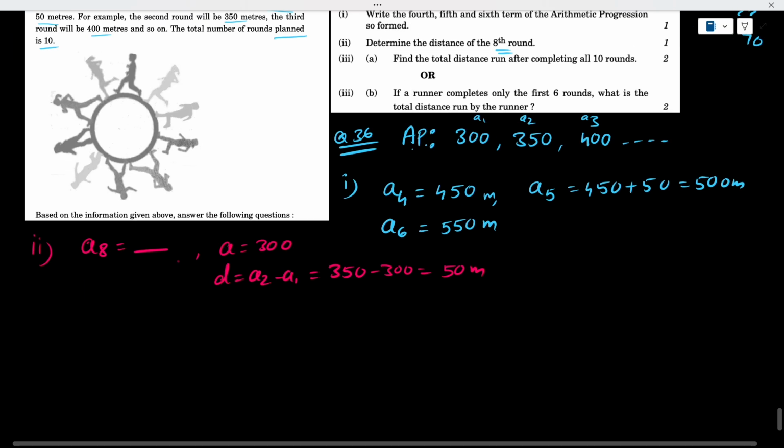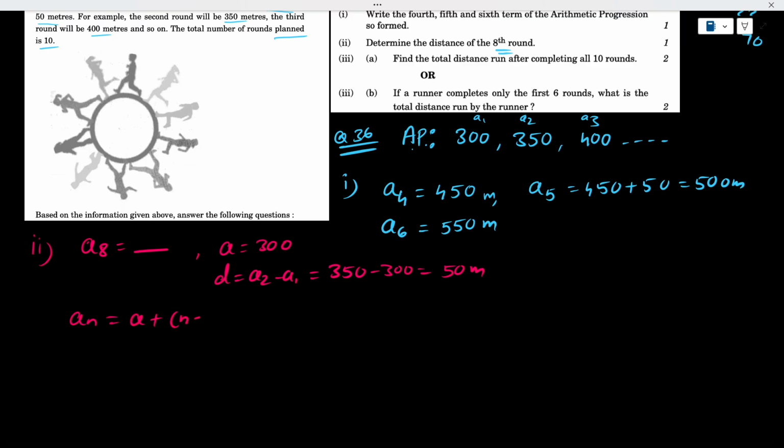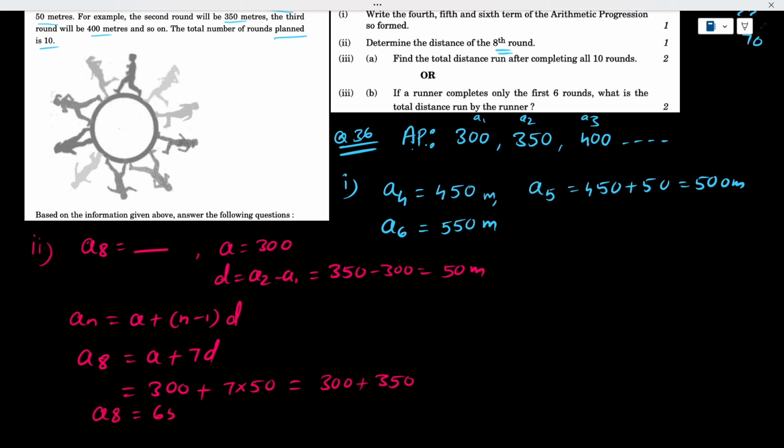Now write down here the nth term formula. What is the nth term formula? A plus n minus 1 times d. That means here A8 is going to be A plus 7d. What is your A? It is 300 plus 7 times 50, which is 300 plus 350. So your A8 is going to be equal to 650 meters, right?